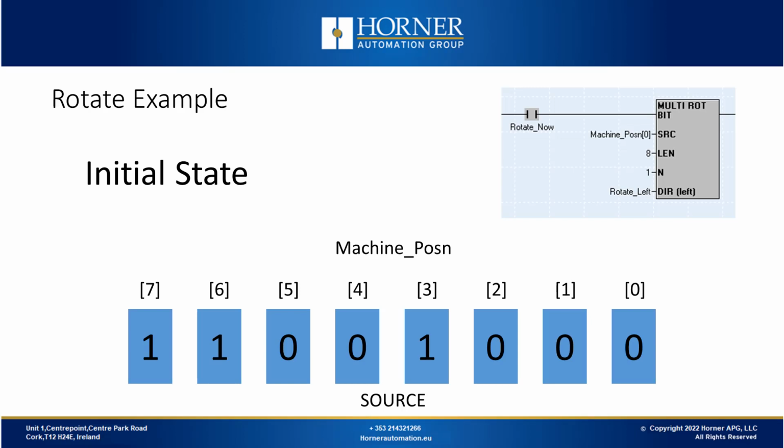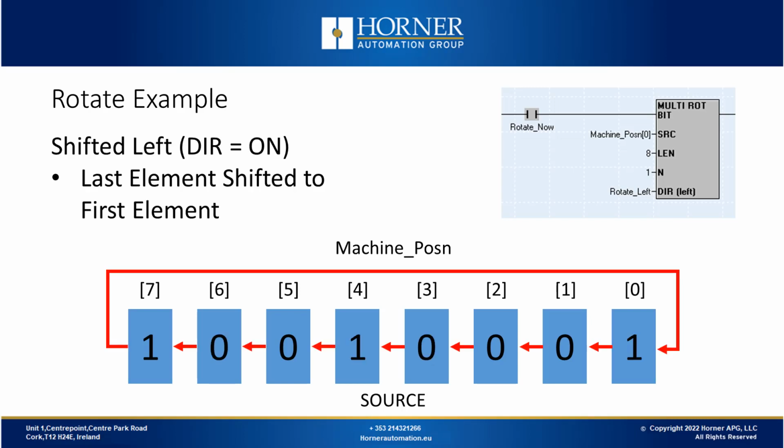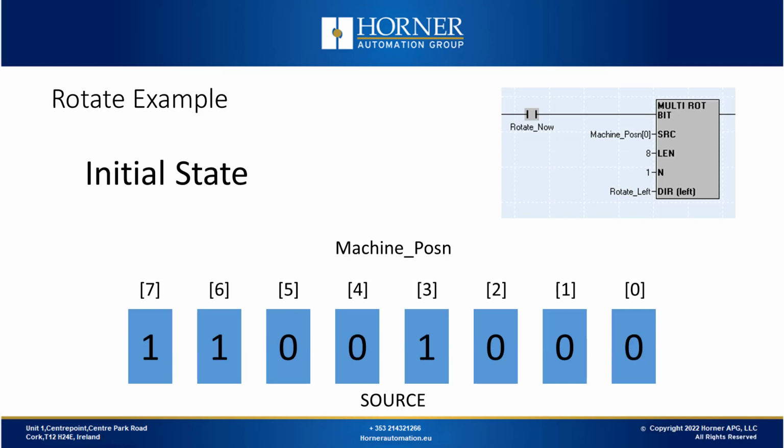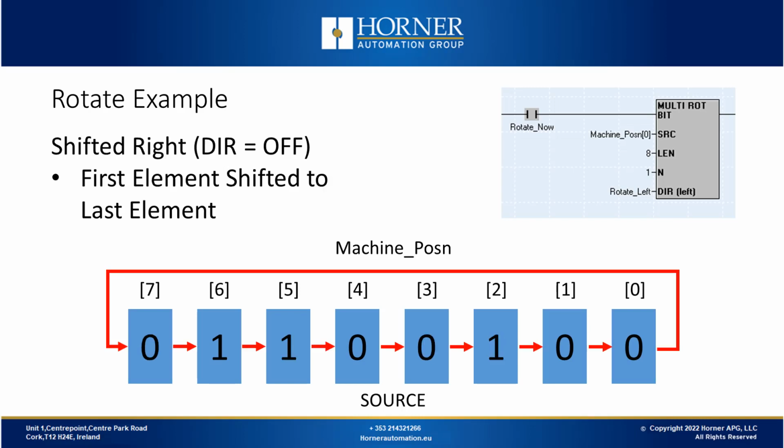Here's our initial data. You can see the 8 data elements of the machine position binary array. As we rotate left, everything goes to the next position left from where they are, moving from least significant to more significant. And then the last element rotates back around to the first element. It's more straightforward than using shift registers. This time, let's rotate the other direction by changing our direction input to off. When we do that, everything shifts right from more significant to less significant, and then the first element rotates around to the last element. Now let's discuss some applications for using rotates.